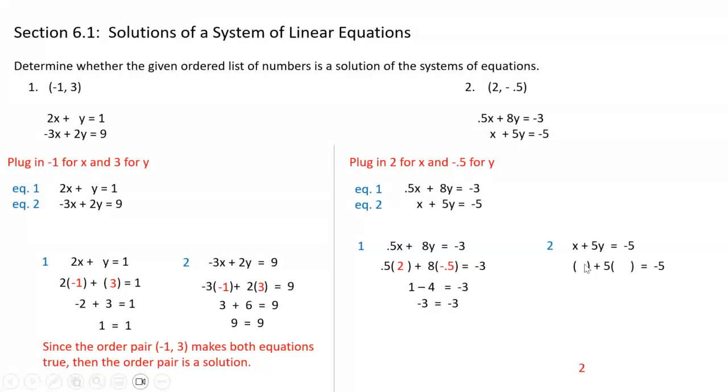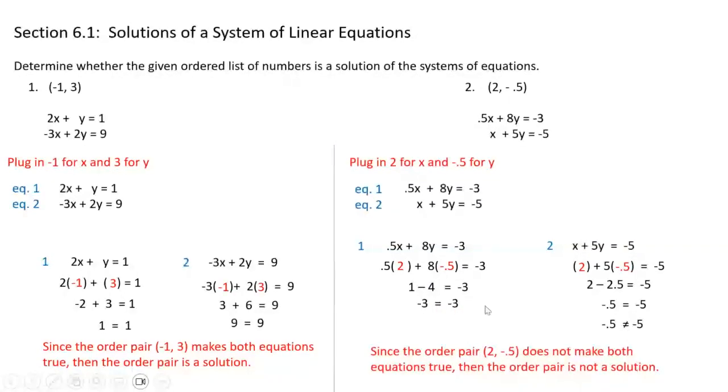Again, we're going to plug in 2 for x and -0.5 for y. The result will be 2 minus 2.5, which gives us -0.5, equals -5. No, that's not true. Therefore, the ordered pair (2, -0.5) does not make both equations true, so the ordered pair is not a solution. So number 1 was a solution and number 2 is not a solution.